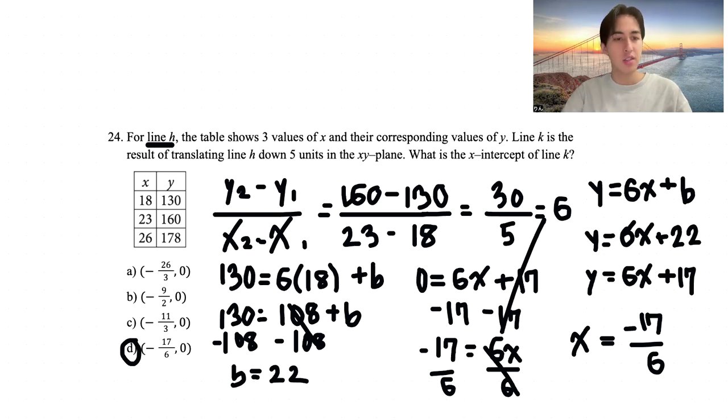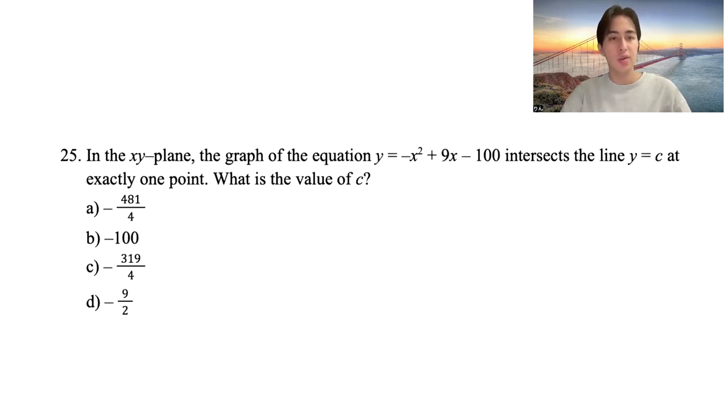Okay, so let's go on to the final question of this part of this video. In the xy plane, the graph of the equation y equals -x² plus 9x minus 100 intersects the line y equals c at exactly 1 point. What is the value of c? When you do these kinds of questions, it's best to first visualize what the lines look like. So I'm just going to draw a quick graph.